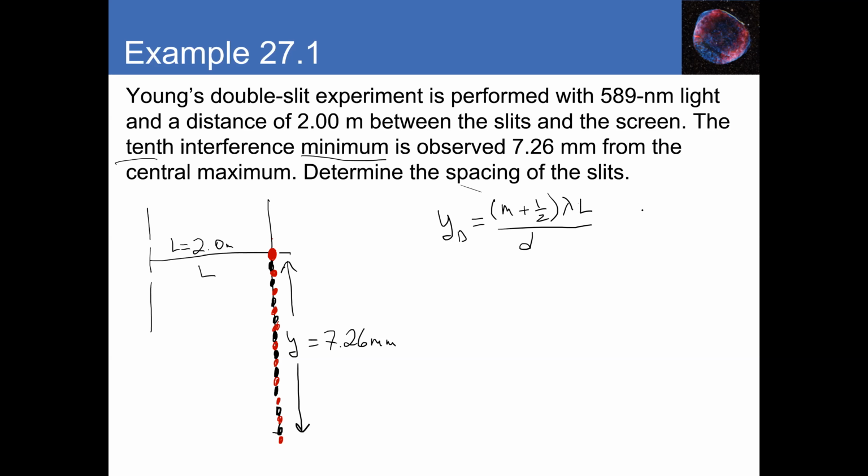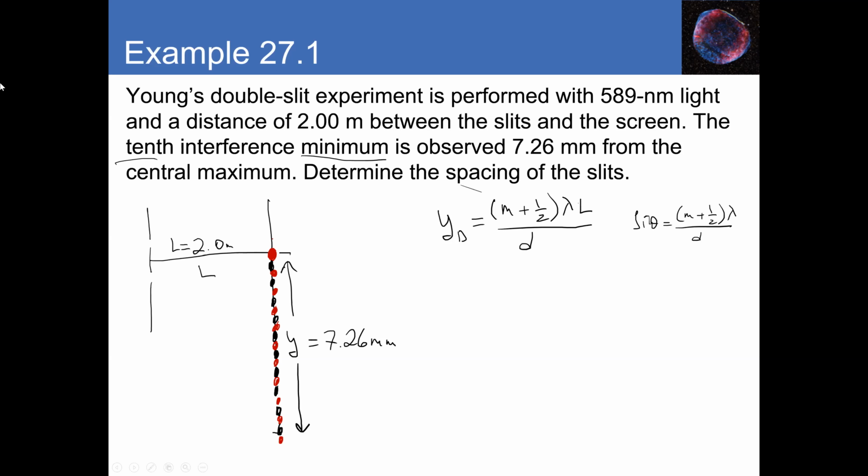Or we have this: sine of theta is equal to (m plus 1/2) times lambda over D. Now, there are several ways you can do this experiment, this example. One of the ways you can do it is in terms of sine of theta, that means in terms of angular, or in terms of the linear.